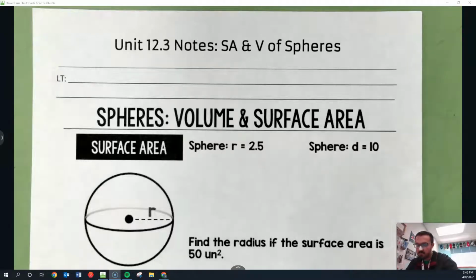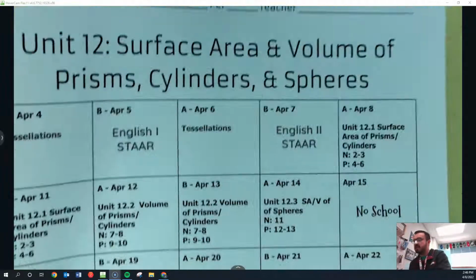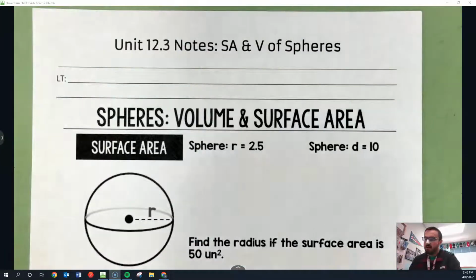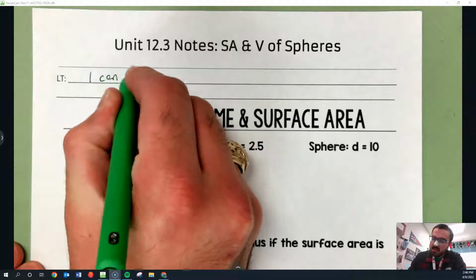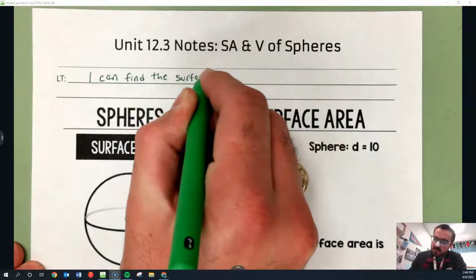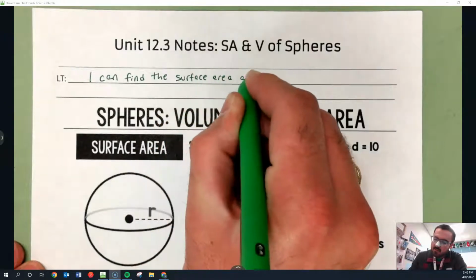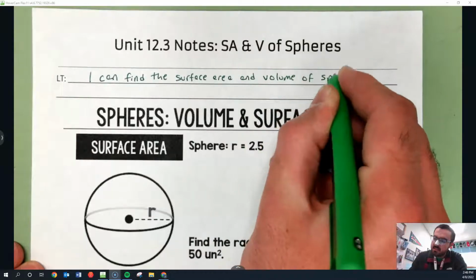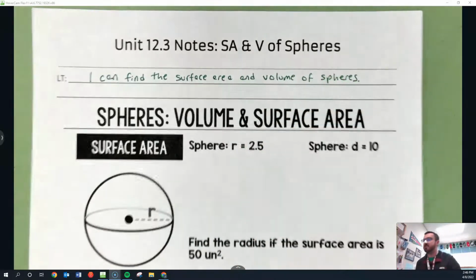All right, guys, 12.3 notes. This is page 11 in this packet, page 11. Today's learning target is I can find the surface area and volume of spheres. So two different things for spheres.